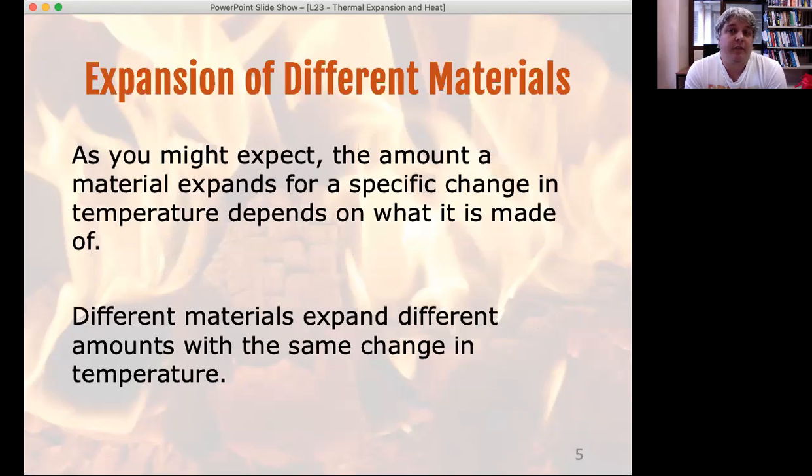Since the amount of space that the atoms in a solid need is going to be determined by the solid itself, by what the solid is made of, it makes sense that the amount the solid expands with a change in temperature would depend on what the solid is made of. And indeed, that is the case. Different materials will expand different amounts with the same change in temperature. So if you have two 1 meter long bars of two different materials and you heat them both up the same amount, maybe increase both of their temperatures by 20 degrees Celsius, then you potentially would see different changes in lengths for those two bars if they are made of different materials.